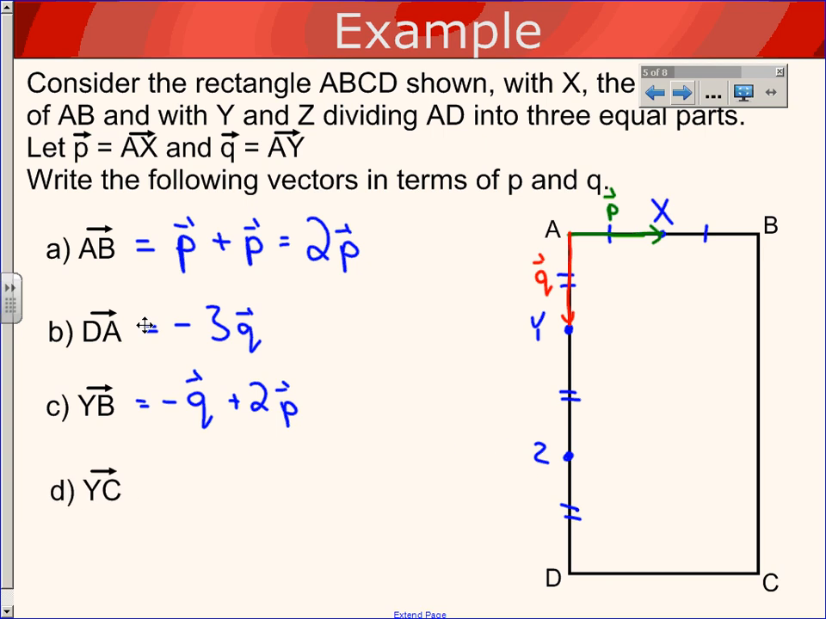And same idea here. This one might even be a little bit easier, I suppose. We want to go from y to c. So we're starting at point y. Let's go all the way to the bottom. So to get from y to d, that would be 2 vector q's. And then to go from d over to c, that would be the same as going from A to B. So 2 vector p's.